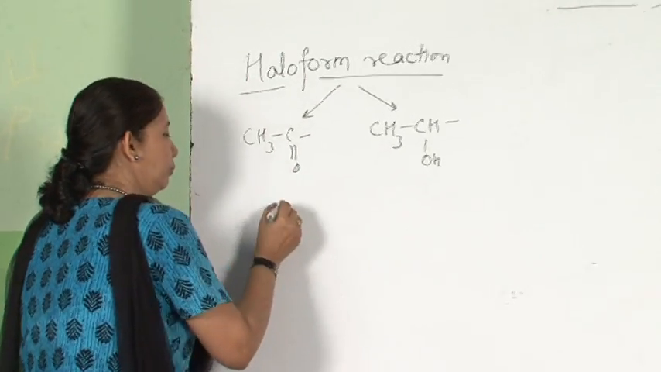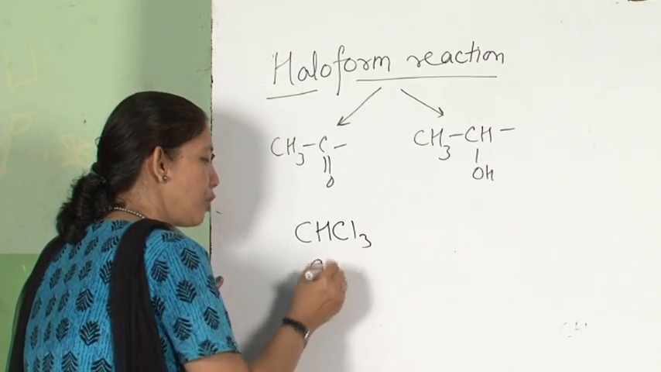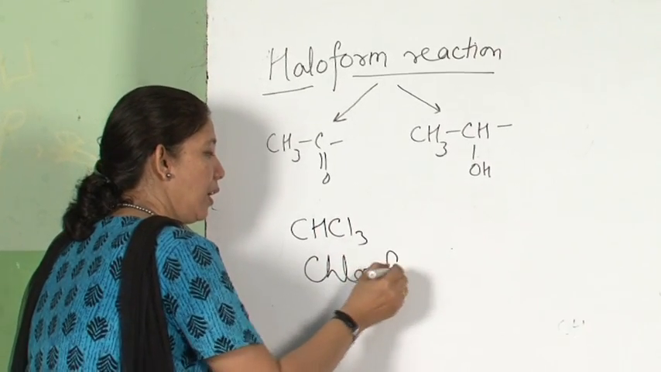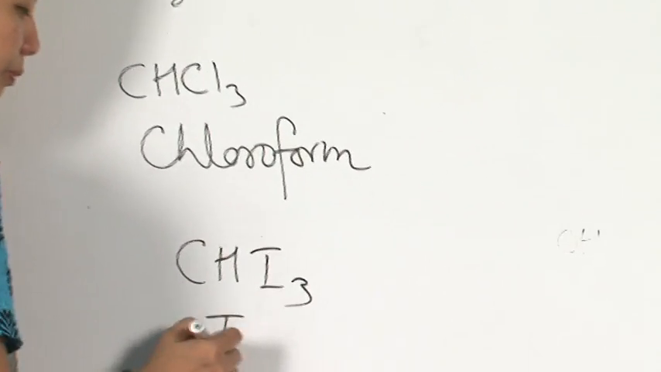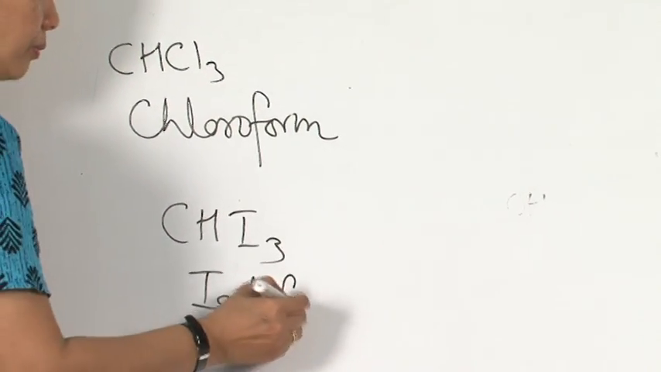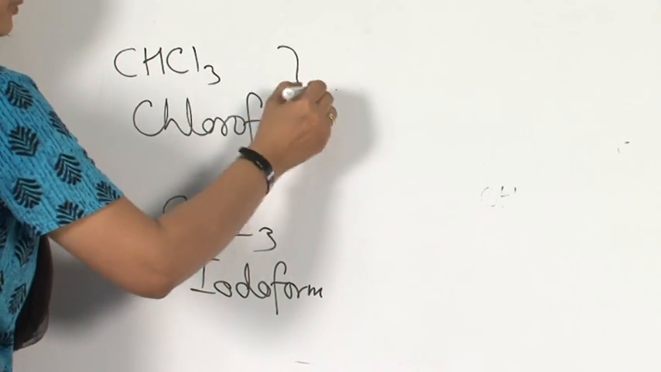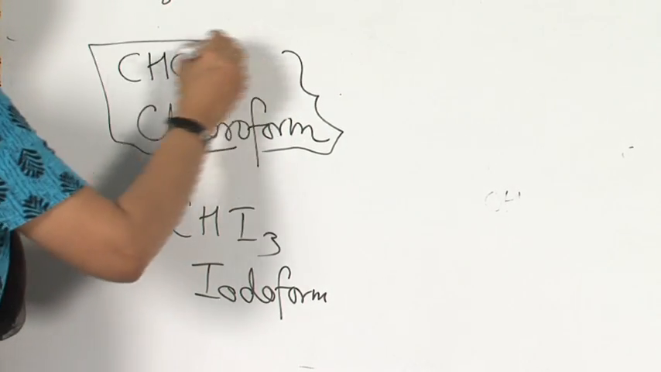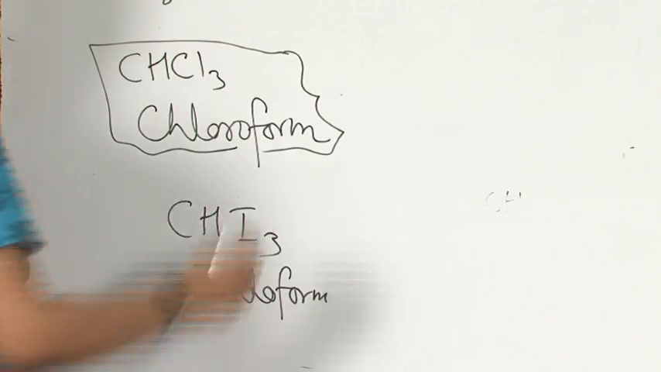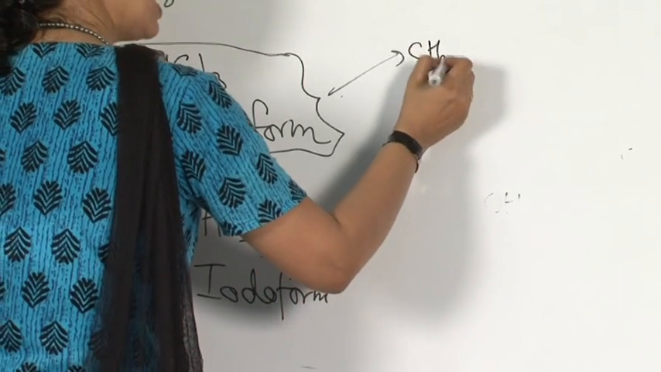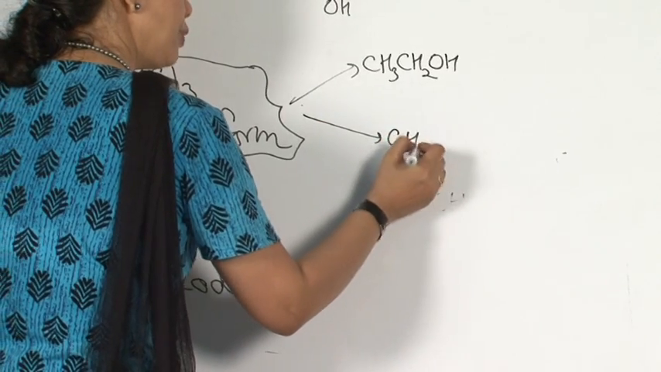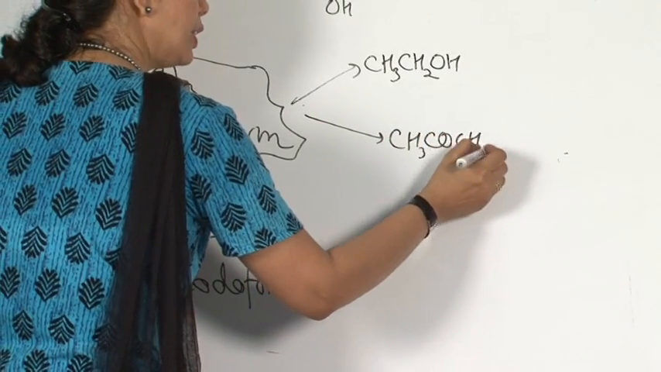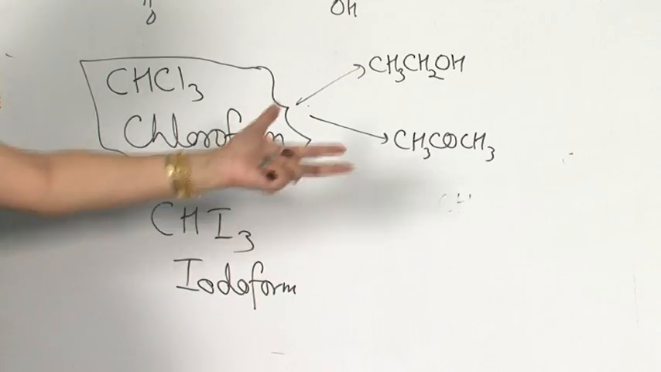Now this chloroform, in your syllabus you have chloroform as well as iodoform. Chloroform is a liquid, which can be prepared either from ethyl alcohol in the preparation given. It can also be prepared from a ketone, that is acetone. It can also be prepared from other compounds.